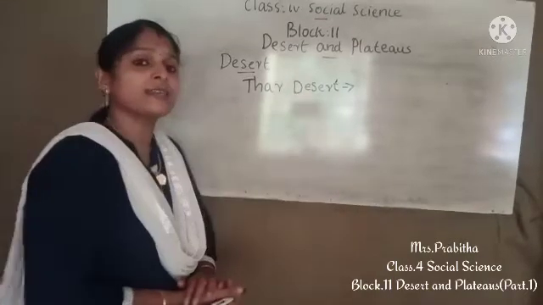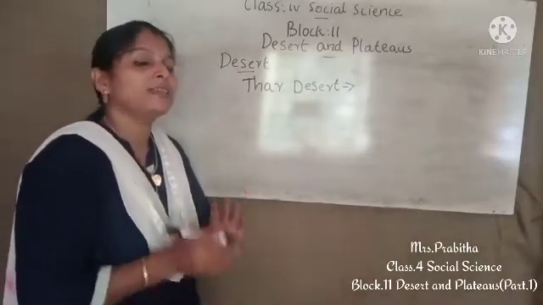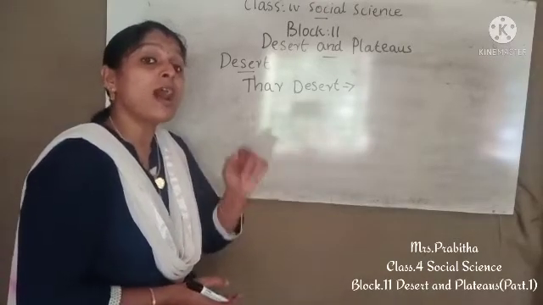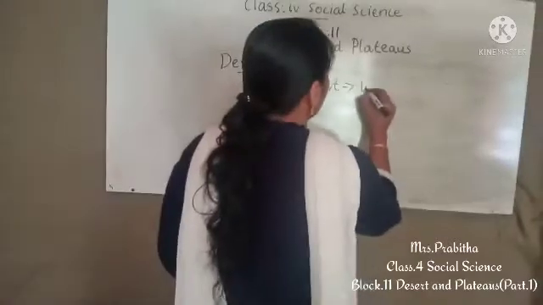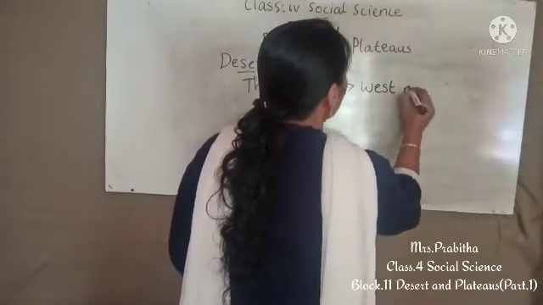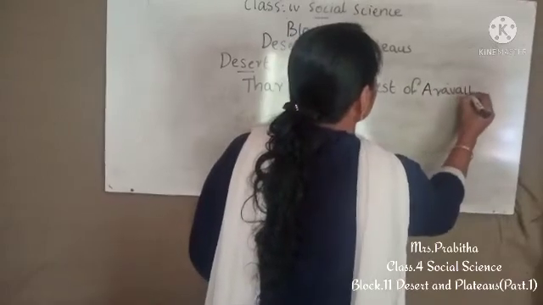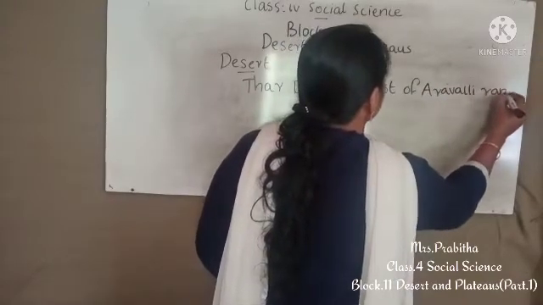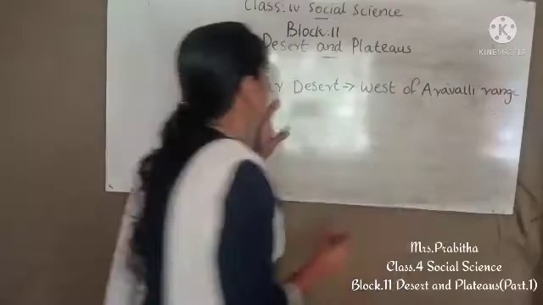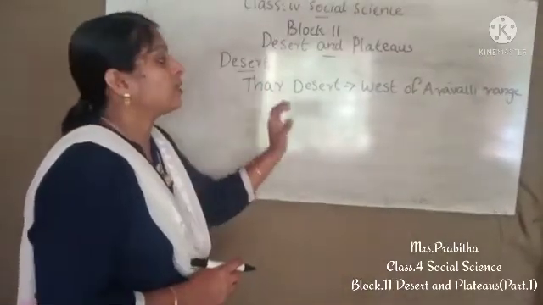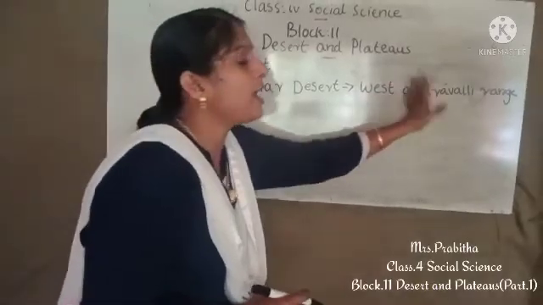Where is this Thar Desert located? Yes, Thar Desert is located in the west of Aravalli range. Thar Desert is the largest desert of India. It is located in the west of Aravalli range.